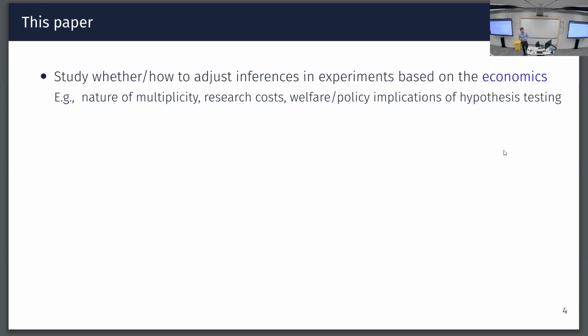So when I think about the economics of the environment, I think about what's the nature of multiplicity. Maybe I have multiple subgroups. Maybe I study the effect of multiple treatments. Maybe I have multiple outcomes. What are the research costs associated with testing more hypotheses? And what are the policy implications that I want to think of when I test?